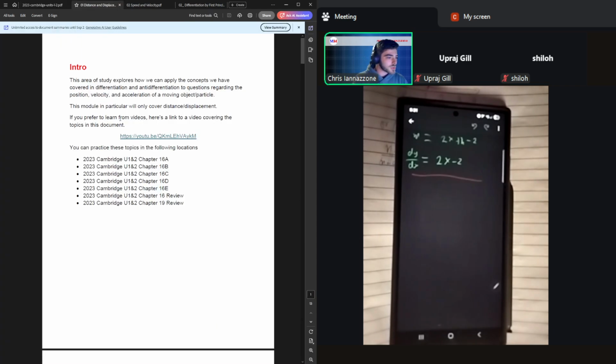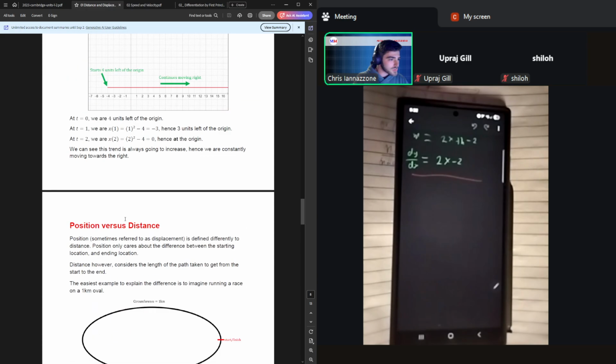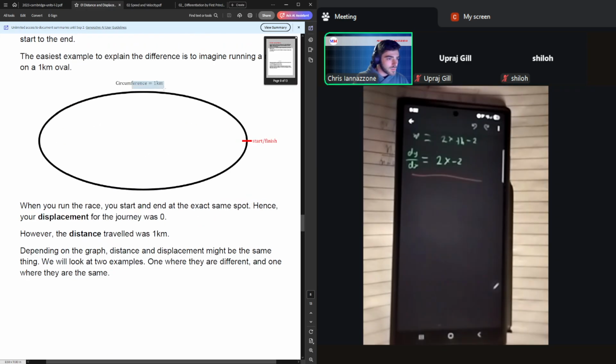So for instance, if I were to run around an oval, there's 1 kilometer of oval there. If I run the entire length around, I'm starting and finishing in the same spot. My position, or sometimes referred to as displacement in physics type stuff, is going to be 0. Whereas distance covers everything that we actually did to travel that entire distance. So your distance is going to be 1 kilometer, whereas your position or displacement is going to be 0.